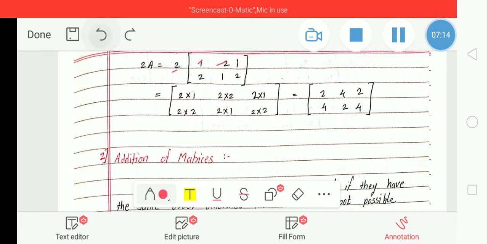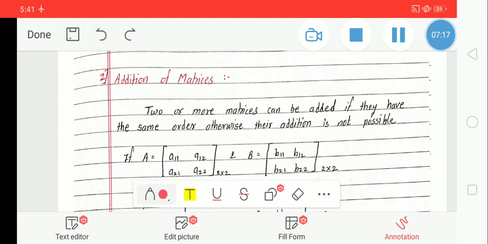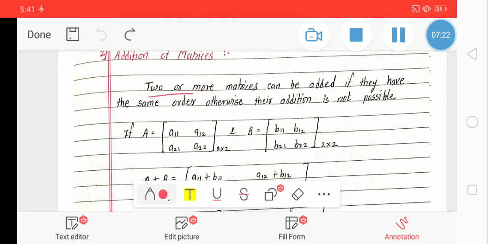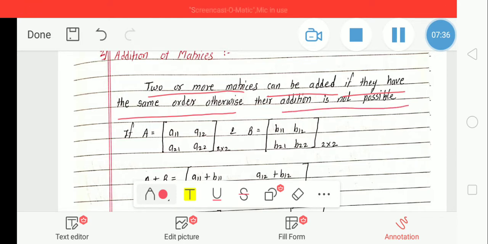Now, addition of matrices. अभी हमको matrices को add करना है. Two or more matrices can be added if they have the same order, otherwise addition is not possible, because both matrices must have the same order, meaning 2 cross 2. So here also 2 cross 2, otherwise addition is not possible.